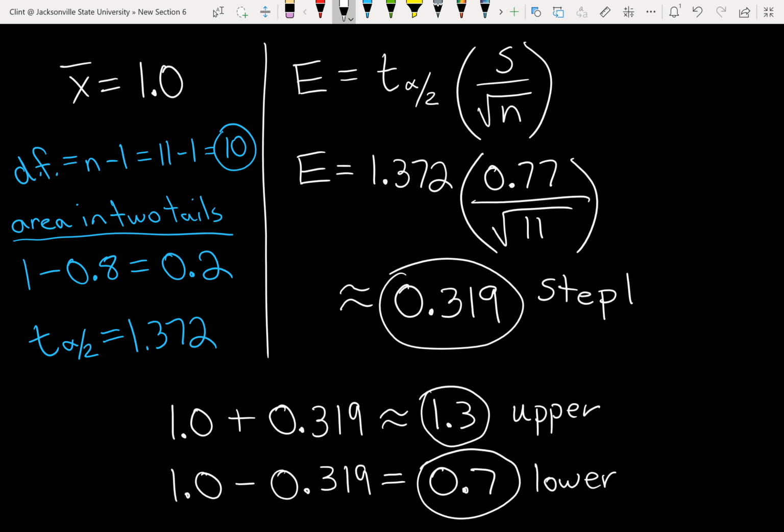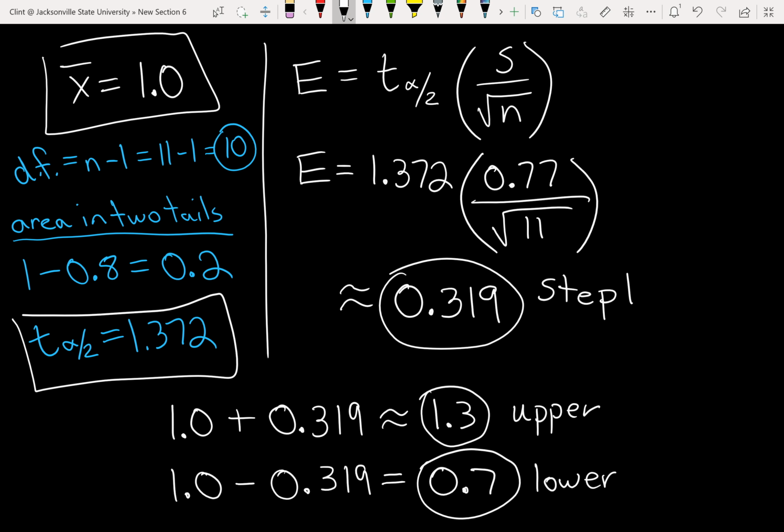So really similar to 8.1, except this part of getting the critical t-value. That part's just a little bit different. 8.4 is going to be really similar to these also, just instead of using a sample mean, we're going to use something else called a proportion. Okay, let me know if you have any questions.